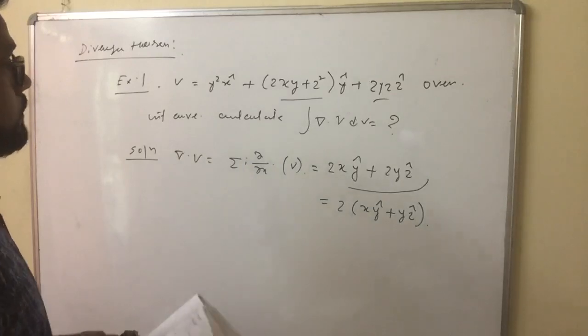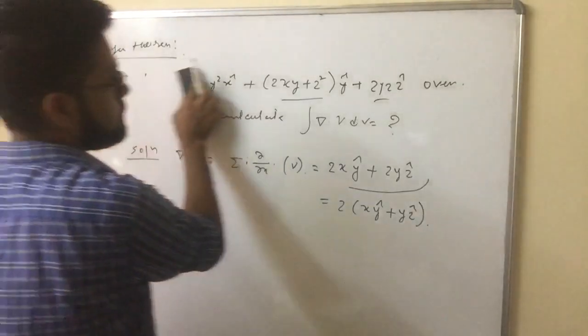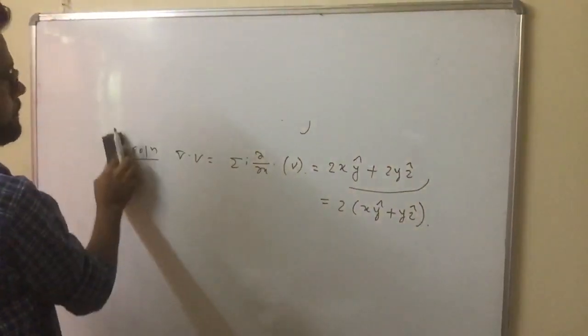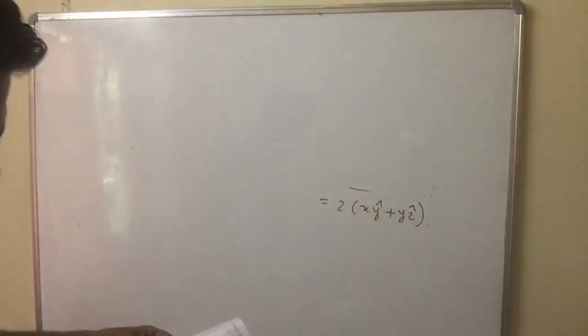So now we have to calculate the divergence over the volume. Why is it a volume? This is the integral value, and now we have to calculate this value and find the divergence.